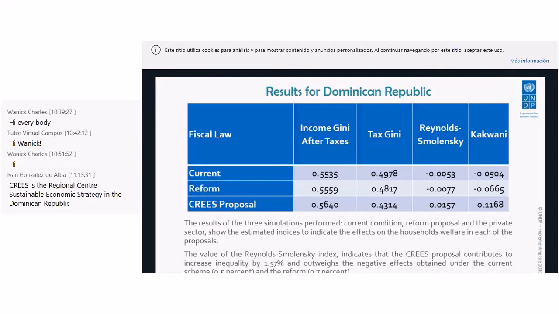Yeah, thank you, Ivan. There is the Regional Center for Sustainable Economic Strategy in the Dominican Republic.